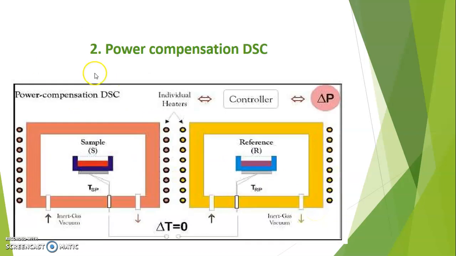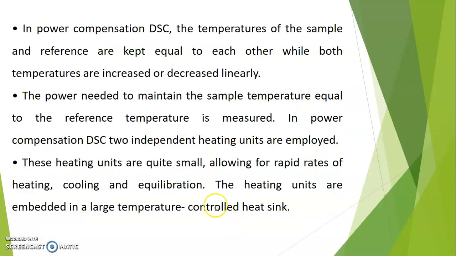Now, the second type of instrument which is used in the DSC method is the power compensation DSC method. In this diagram, you can see separate blocks are used for the sample and reference, with different heaters attached to them. In power compensation DSC, the temperature of the sample and reference are kept equal to each other while both temperatures are increased or decreased linearly. The power needed to maintain the sample temperature equal to the reference temperature is measured. Two independent heating units are employed.